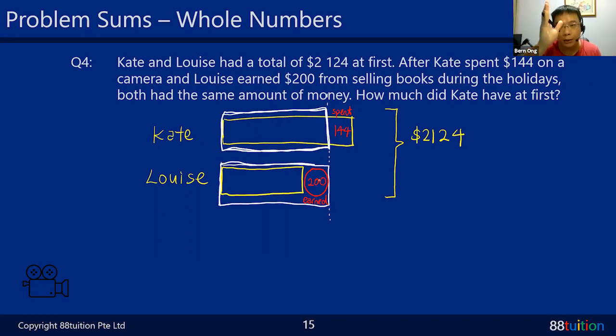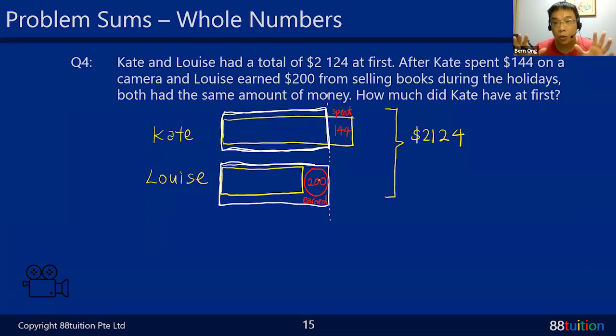So one becomes shorter. Why? Because he spent. One becomes longer. Why? Because he earned. And eventually, what? They are of the same length. The white color box. Can you see? So the yellow color box is in the beginning, one long, one short. The white color means what? At the end, both are of equal length.